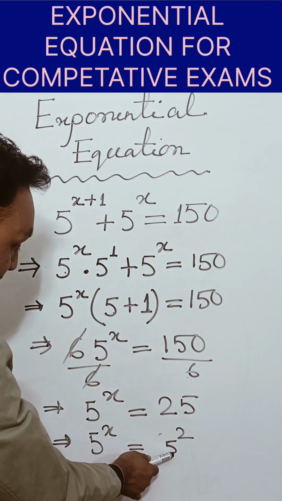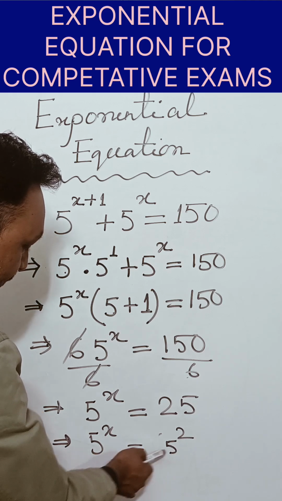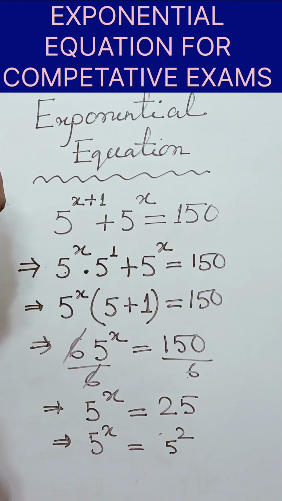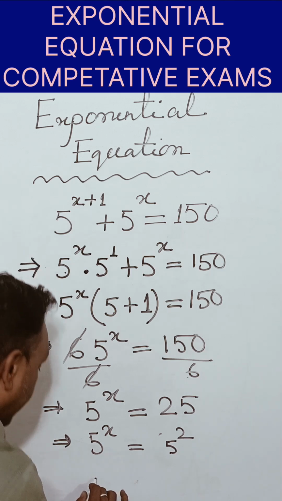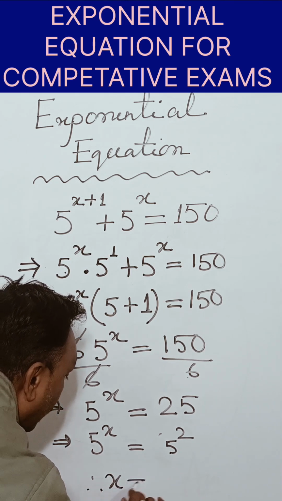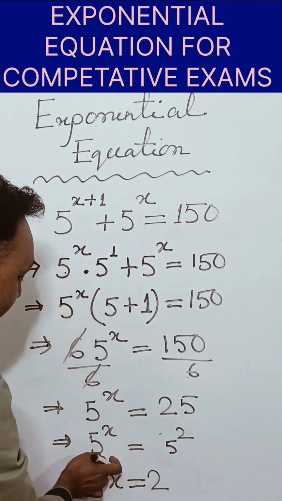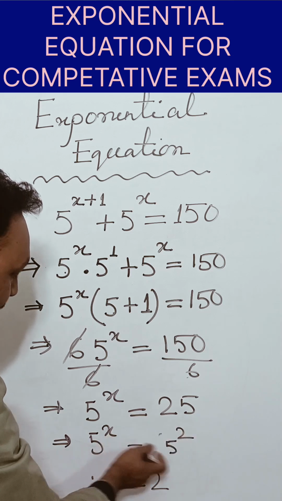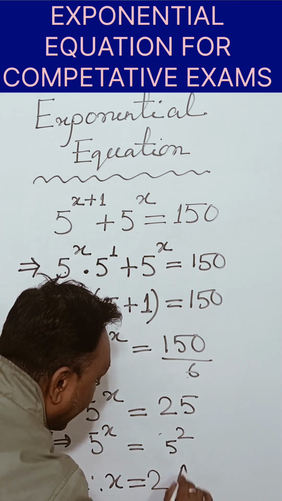Now see, the bases are the same on both sides, so we can equate their exponents, that is, their powers. So x is equal to 2. This is the answer.